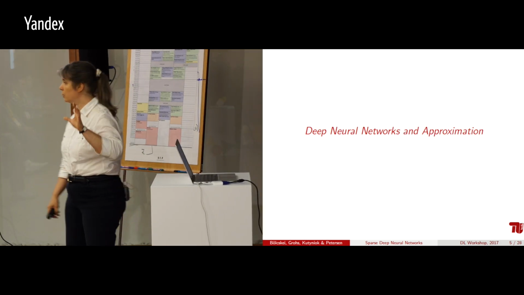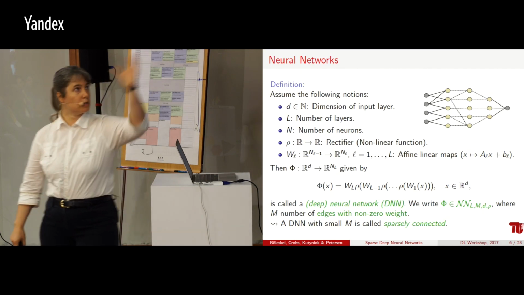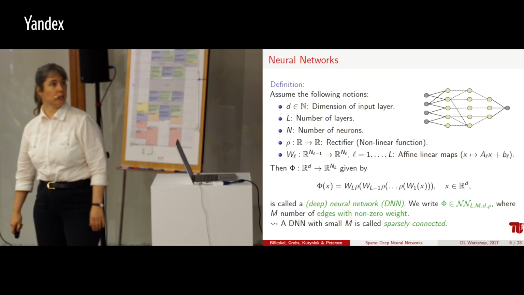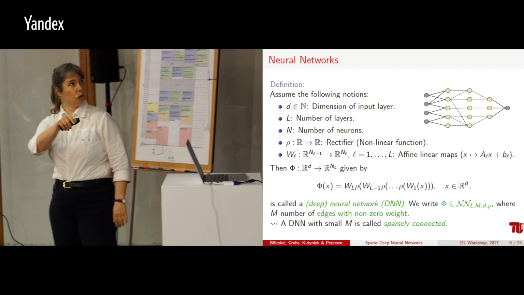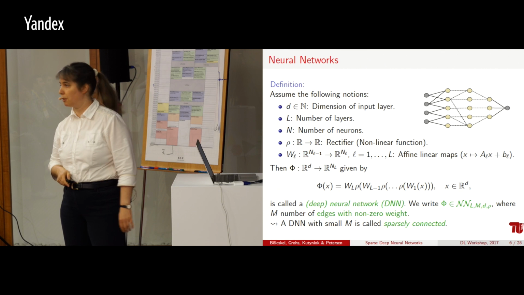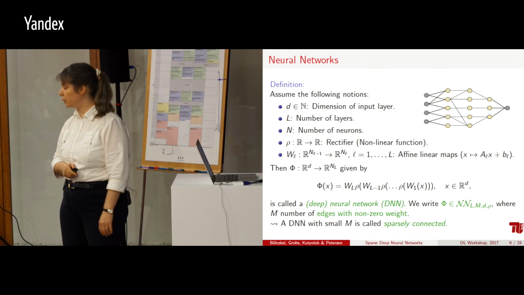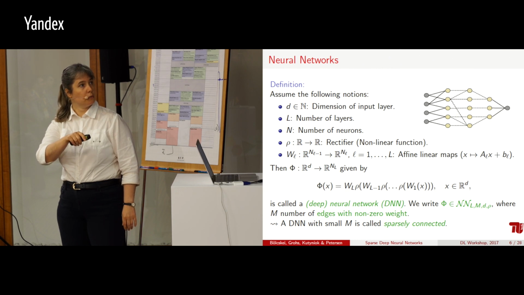Good, so let's start slowly and let's fix some notation. So this is how I view a neural network. D will always be the dimension of the input layer. So here it would be 4. I'm interested in the number of layers, the number of neurons. Rho will always be the rectifier. I will denote the affine linear maps by W_L.